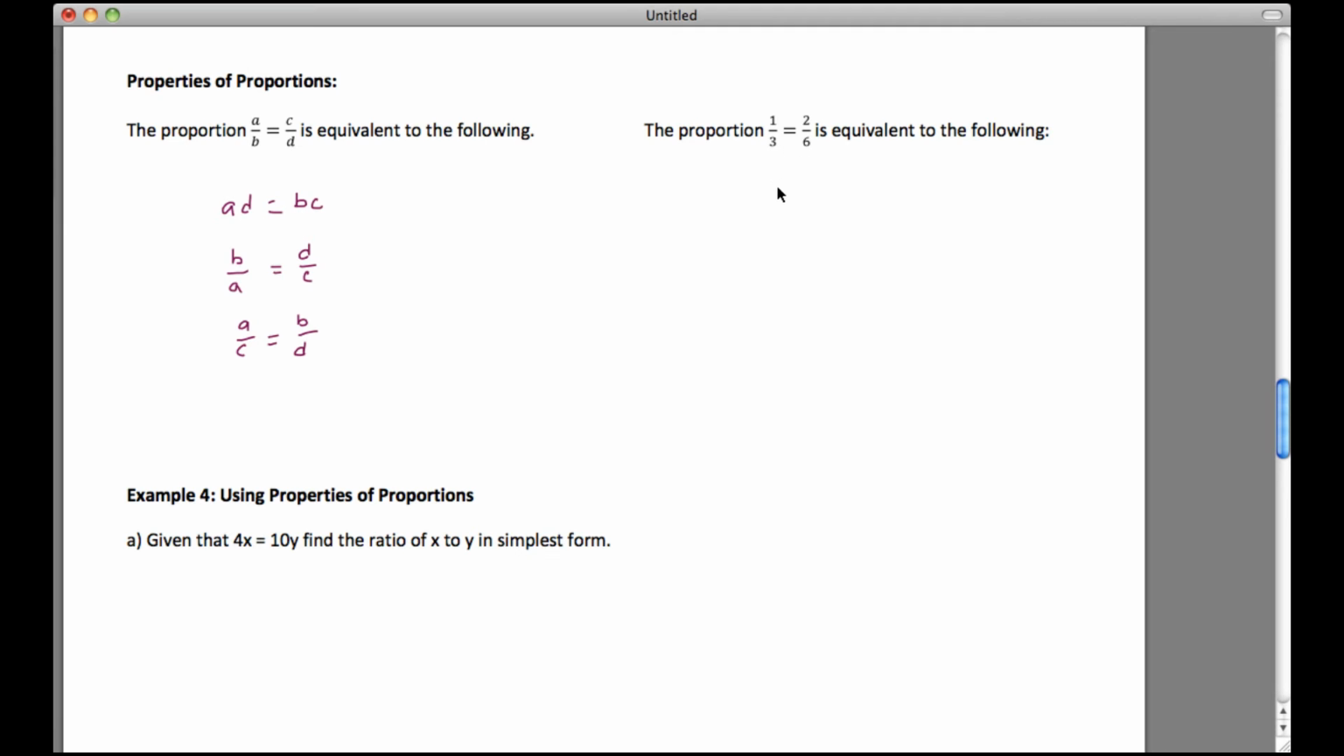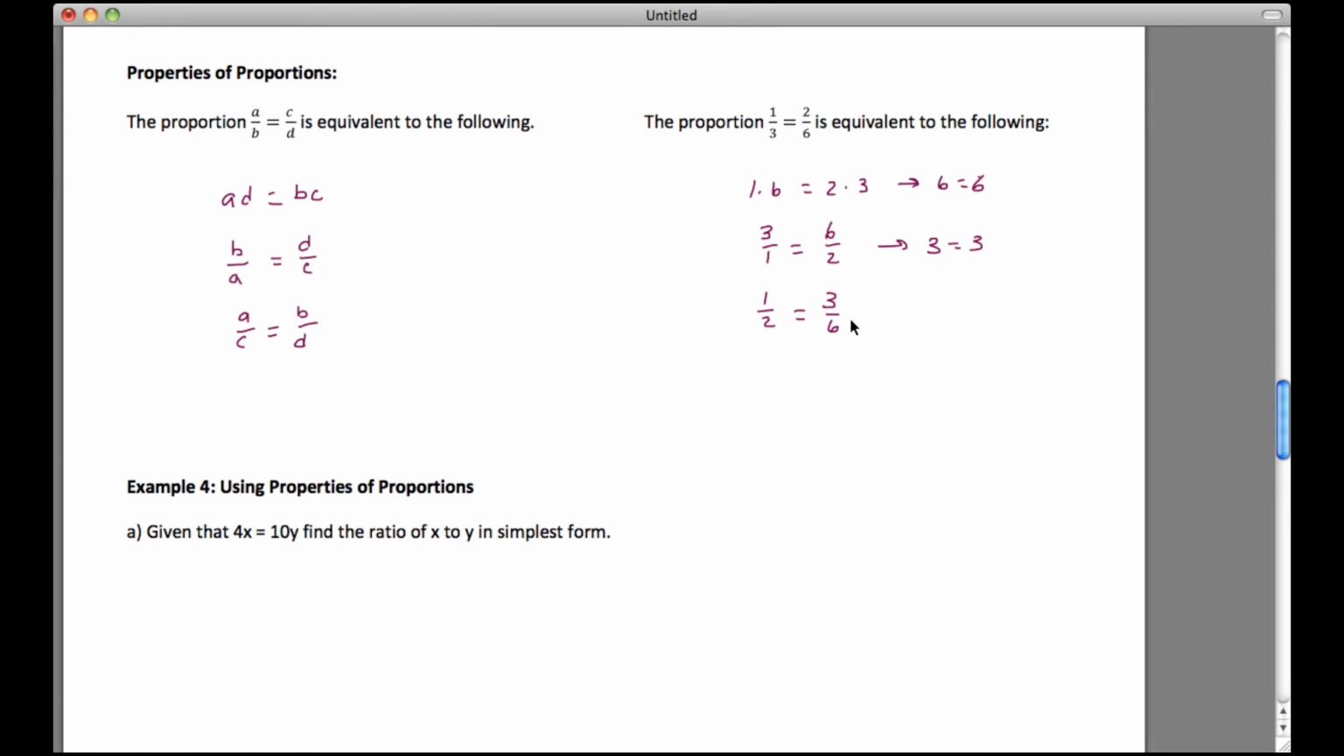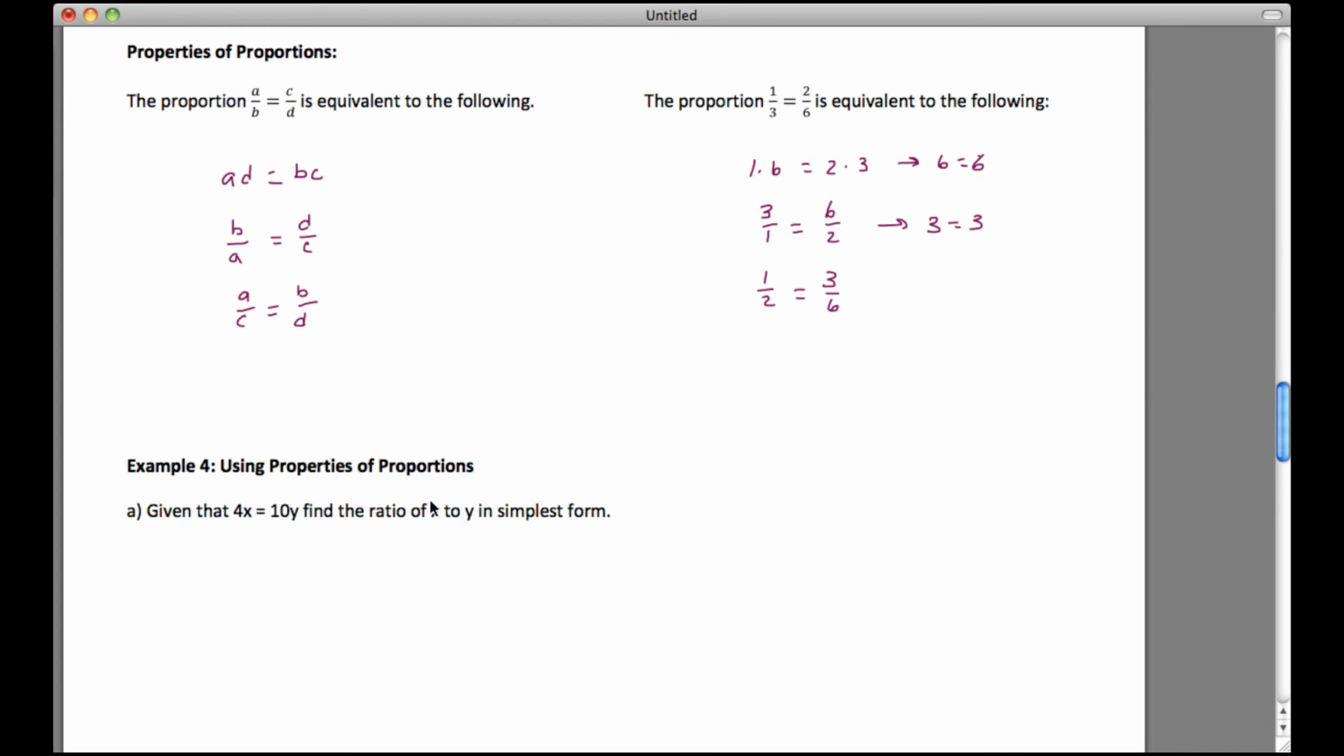If we look at what this means for numbers, we could say 1 times 6 is equal to 2 times 3. So that means 6 equals 6, which makes sense. Or we could say 3 over 1 is equal to 6 over 2, which gives us 3 equals 3. So that checks out. Or we could say 1 over 2 is equal to 3 over 6. You can see with the numbers how this works out. And so what we're going to do down here is find what x and y are. We're going to find the ratio of x to y.